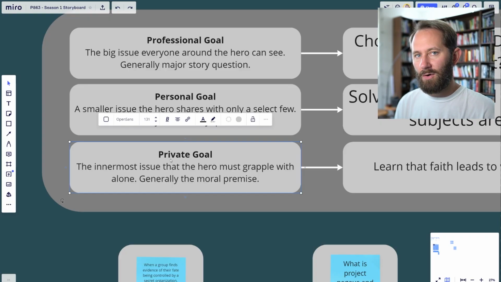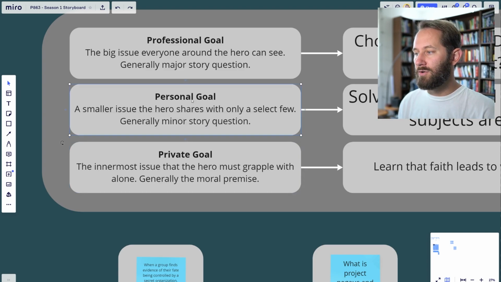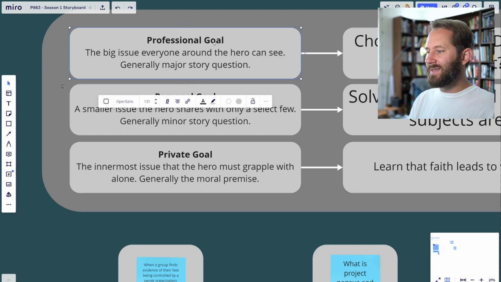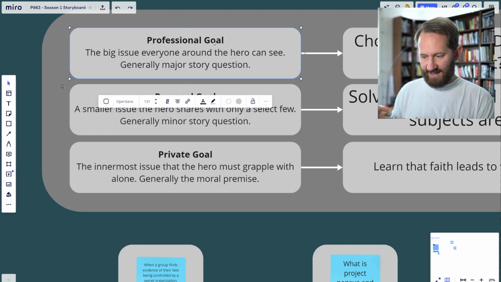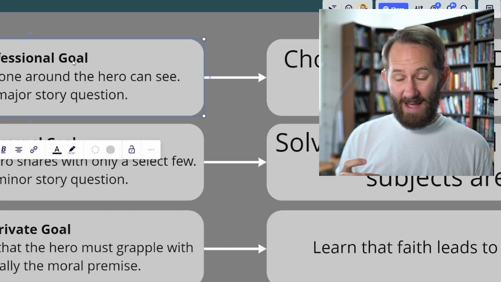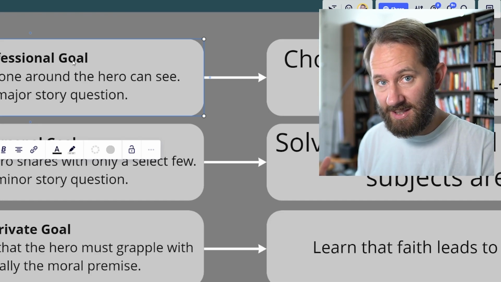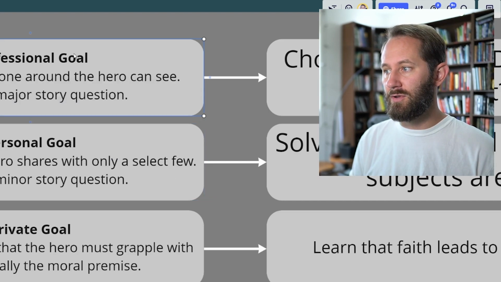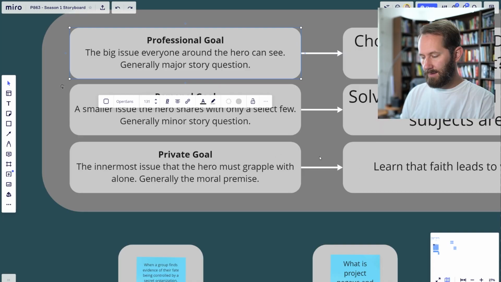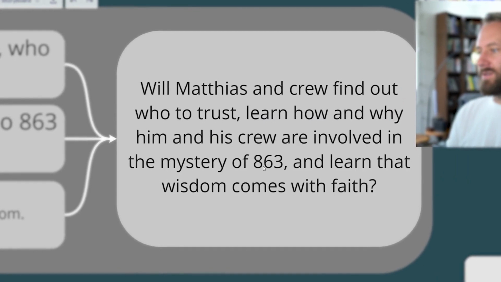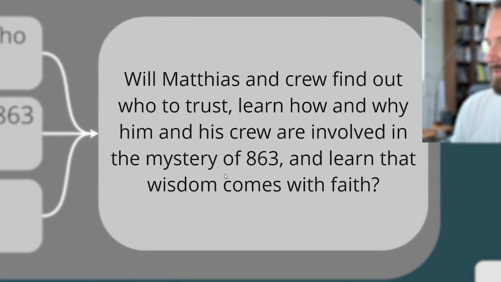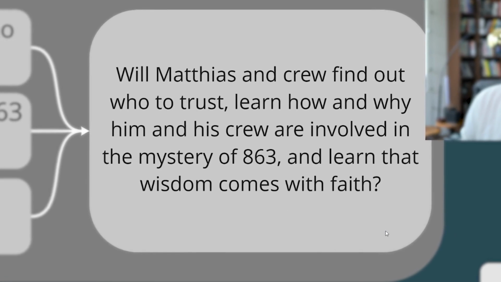So the private goal is the first thing that needs to be accomplished. Otherwise, your personal goal and professional goal should not be accomplished. So what that means is it's not until Matthias 863 learns to have faith and to trust instead of leaning on certainty that he will then accomplish the personal and professional goal. So in other words, let's move on to here. Will Matthias and crew find out who to trust, learn how and why him and his crew are involved in the mystery of 863, and learn wisdom comes with faith.